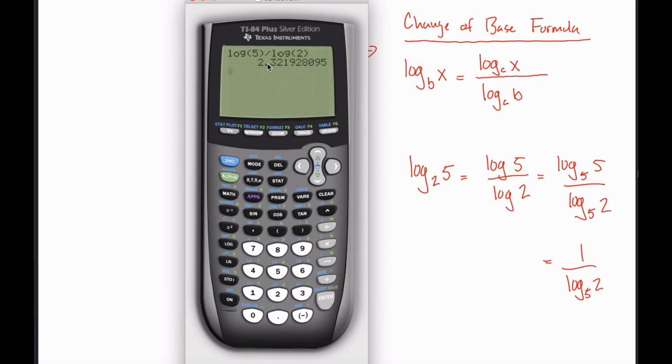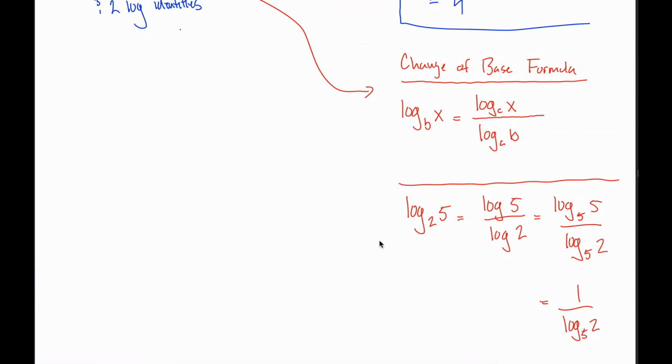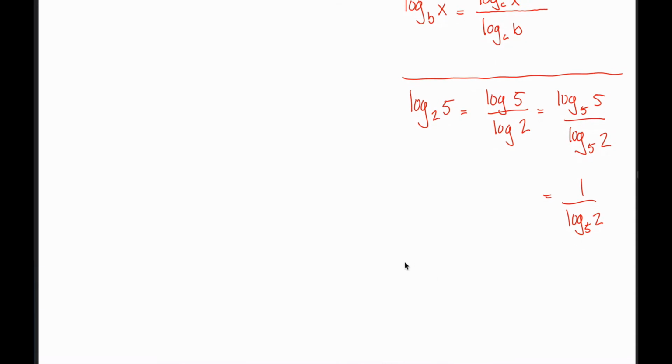My calculator tells me that's equal to 2.3. Remember, this is supposed to be a number in between 2 and 3. 2.3, sure enough, is a number between 2 and 3. The log base 2 of 5 is approximately equal to 2.322. As you've seen before, this is not a proofs class, but I like to prove these things to you. So really quickly, let me show you how you can prove this change of base formula. I think it's kind of interesting.